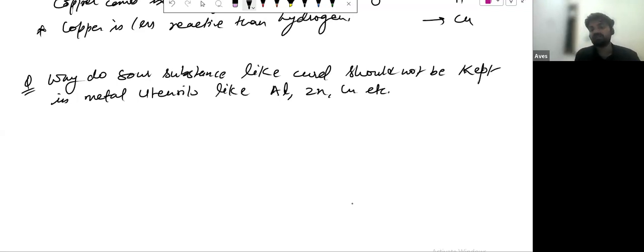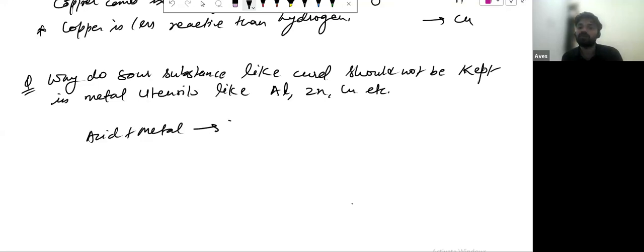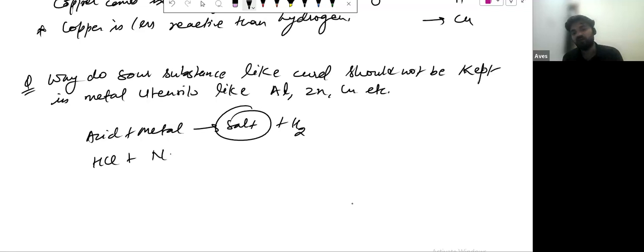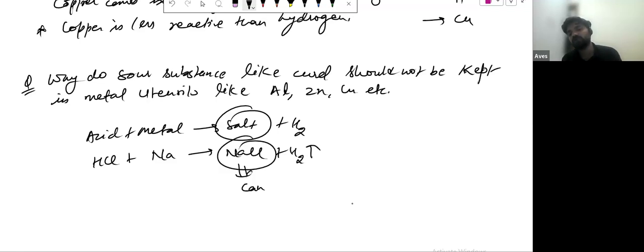Because, you need to know about salts, when acid reacts with metals they form salt plus hydrogen gas. For example, if I take HCl, when it reacts with Na, it forms NaCl plus hydrogen gas. This NaCl can be consumed by our body. But students, you need to note it down and keep in mind that every salt cannot be digested by our body.